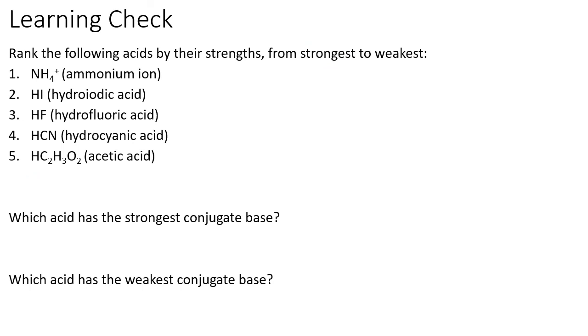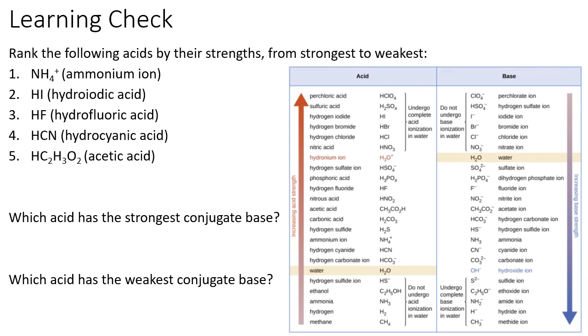Rank the following acids by their strengths from strongest to weakest. We have ammonium ion, hydroiodic acid, hydrofluoric acid, hydrocyanic acid, and acetic acid. And then after we rank them, which acid has the strongest conjugate base, and which acid has the weakest conjugate base. So we're going to need to use our acid ionization chart.